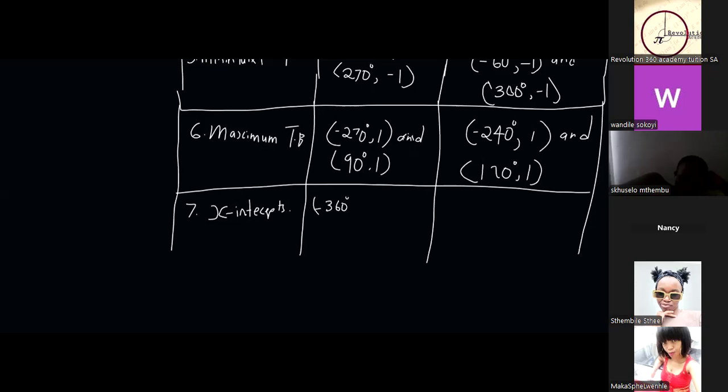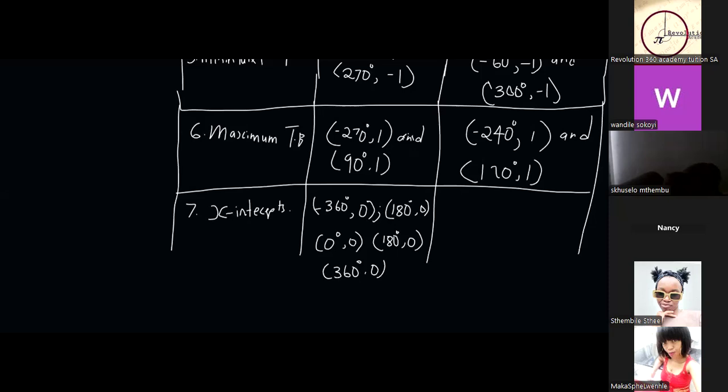Then 0 and 0. Followed by 180 degrees and 0. Followed by 360 degrees and 0. Remember, when you speak about x-intercept, it's a point on the graph where the graph passes on the x-axis. And remember, when you say x-intercept, you say let y equal 0. That's why when you look at all the y values here, you are seeing 0.